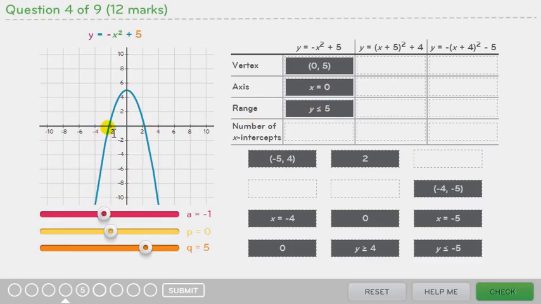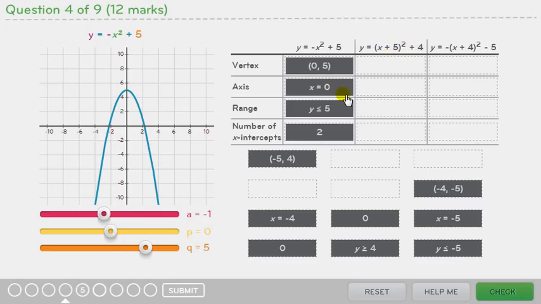And because this opens down and our vertex is above the x-axis, we can see here that we have two x-intercepts, one there and one there. So we have two x-intercepts. Excellent. So now let's go to y equals (x plus 5) all squared plus 4.